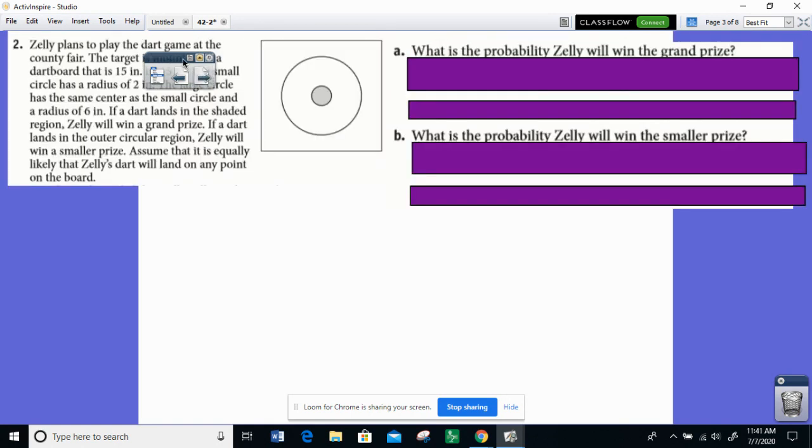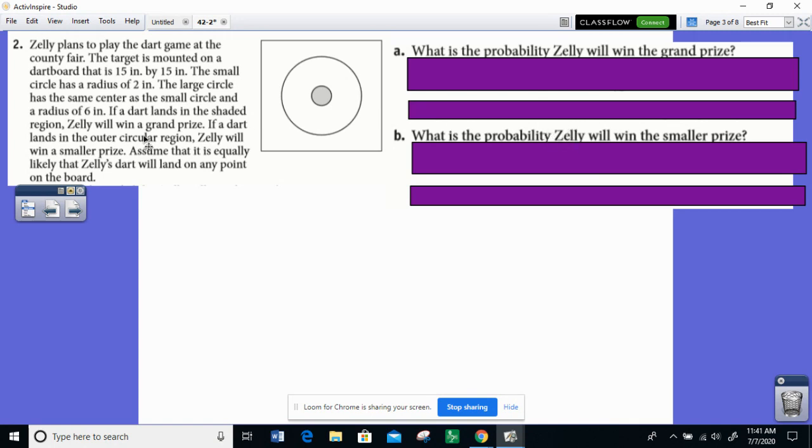So now in number 2, we're going to look at a geometric area problem. Number 2 says Zelly plans to play the dart game at the county fair. The target is mounted on a dartboard that is 15 inches by 15 inches. The small circle has a radius of 2 inches. The large circle has the same center as the small circle and a radius of 6 inches. If a dart lands in the shaded region, Zelly will win a grand prize. If a dart lands in the outer circular region, Zelly will win a smaller prize. Assume that it is equally likely that Zelly's dart will land on any point on the board.